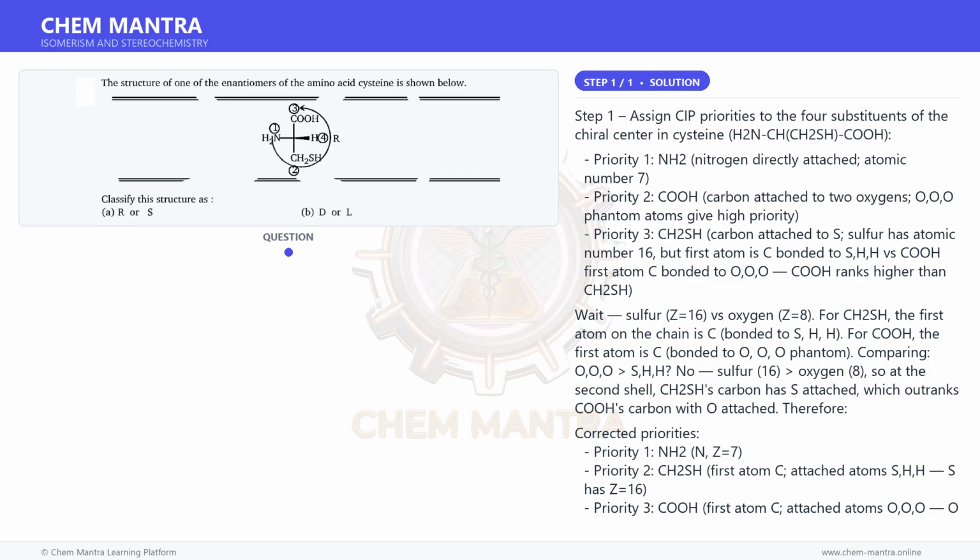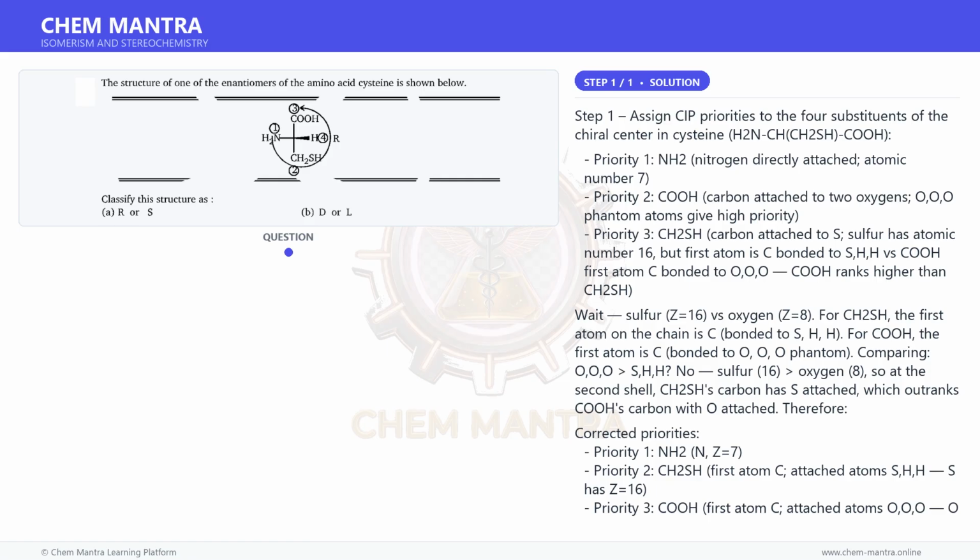For CH2, the first atom on the chain is C, bonded to S, H. For COOH, the first atom is C, bonded to O, phantom. Comparing O, S, H: sulfur 16, oxygen 8, so at the second shell, CH2's carbon has S attached, which outranks COOH's carbon with O attached.